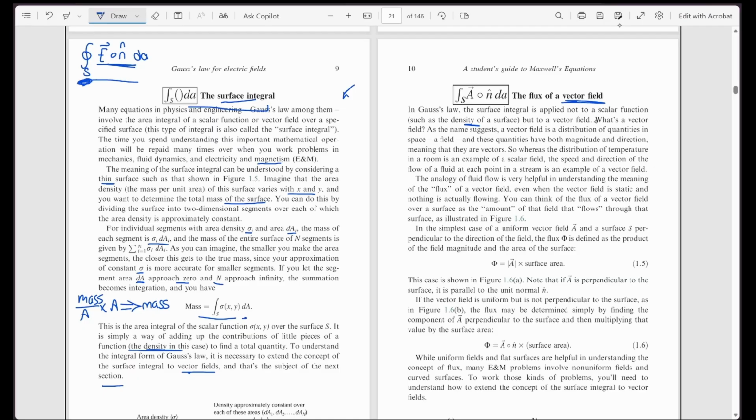Each one of them has both magnitude and direction. So imagine we have a certain space and it has a lot of quantities, each having a magnitude and direction. And that's a vector field. So each one is a vector.